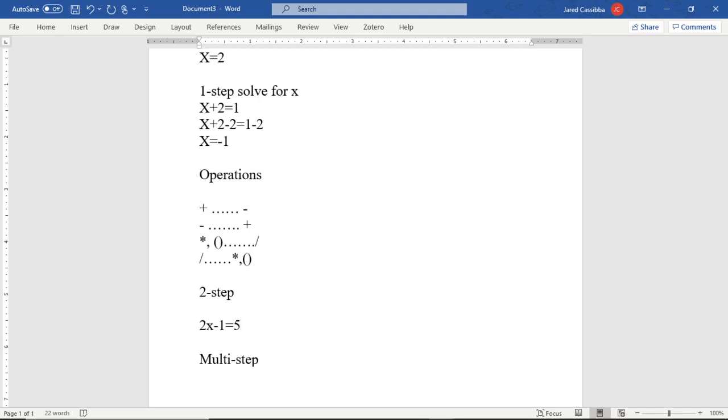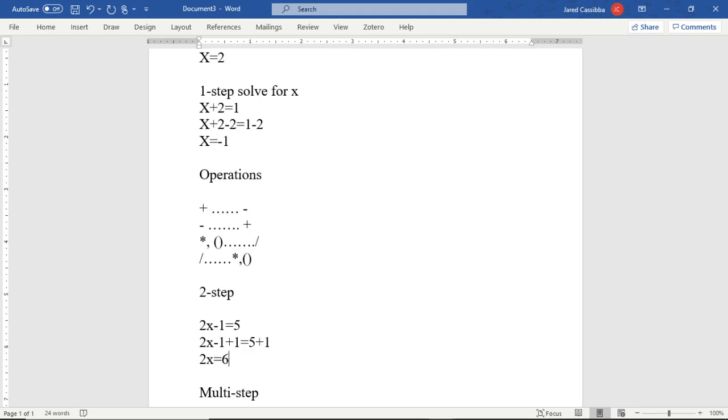Alright, so two steps. I want to get this 2x all by itself first. So I'm going to look next to it. I have a negative 1. So the opposite of subtraction is addition. So I'm going to add 1 to both sides. 2x minus 1 plus 1 equals, what I do to one side, I have to do to the other, so 5 plus 1. So it's 2x, minus 1 plus 1 is 0 so that goes away, equals 5 plus 1, that's 6.